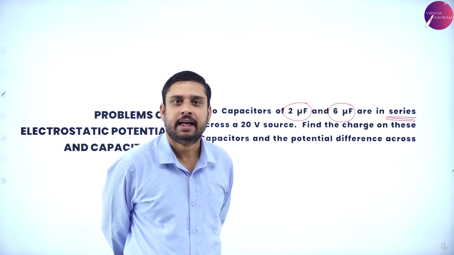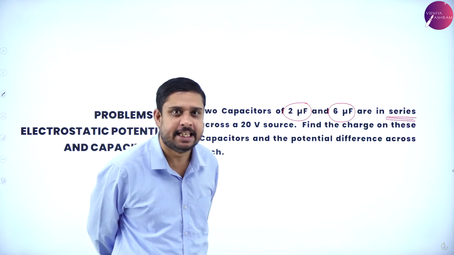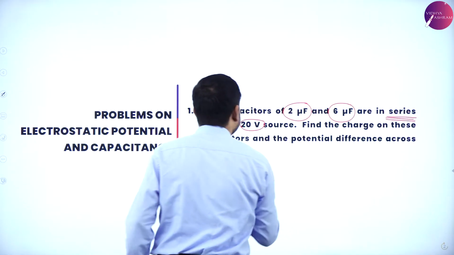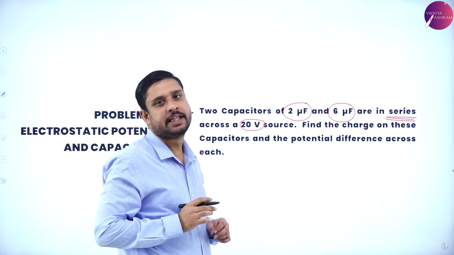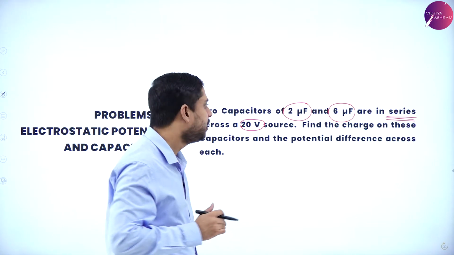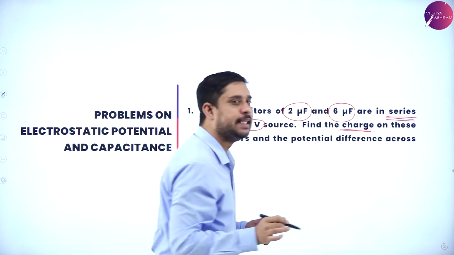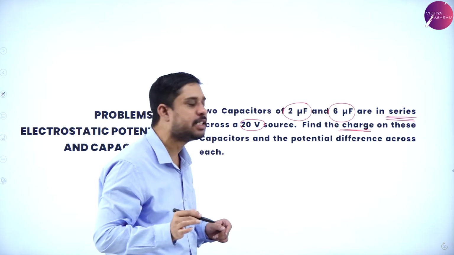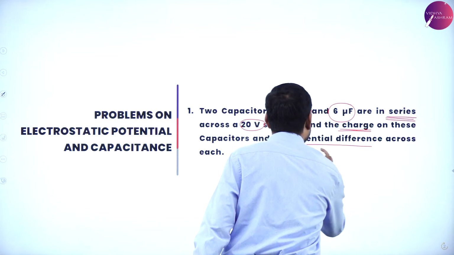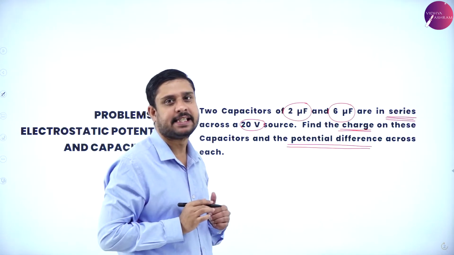The two capacitors are connected in series across a 20-volt source. I have to find the charge on these capacitors and the potential difference across each capacitor.